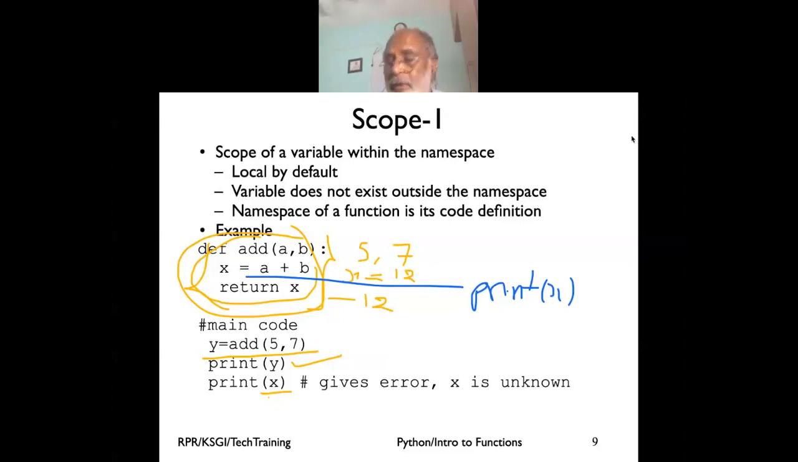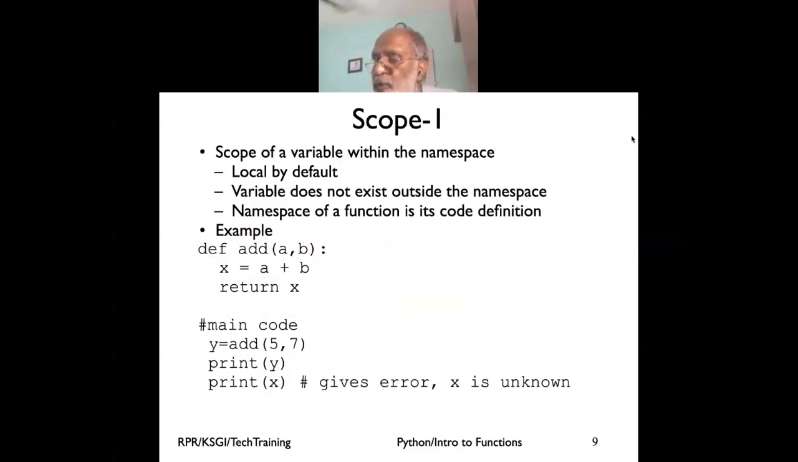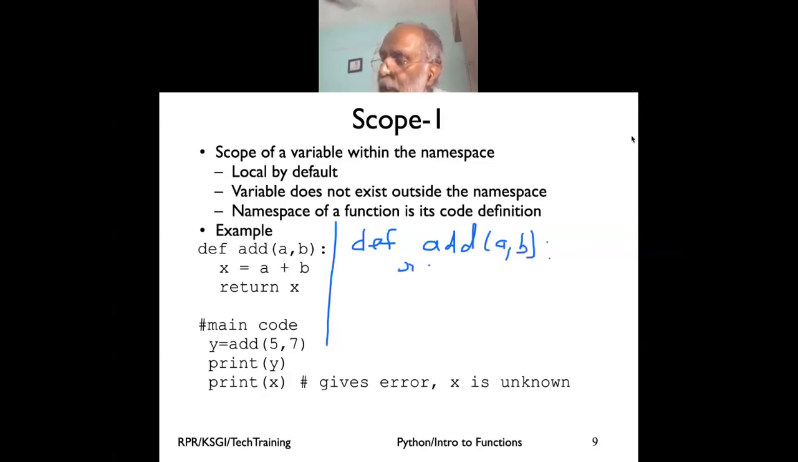Then I got into some more details. What do I mean by print x inside the function? Let's say I modify the code. Let's say I rewrite the code: def add(a, b): x is equal to a plus b, print x, return x.